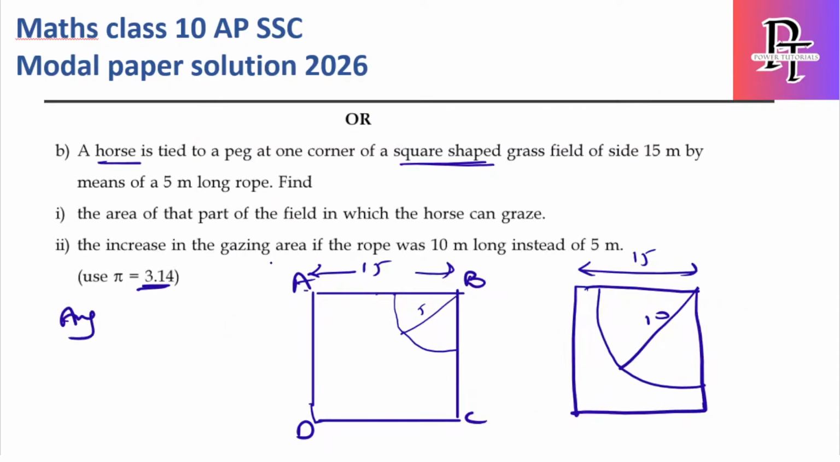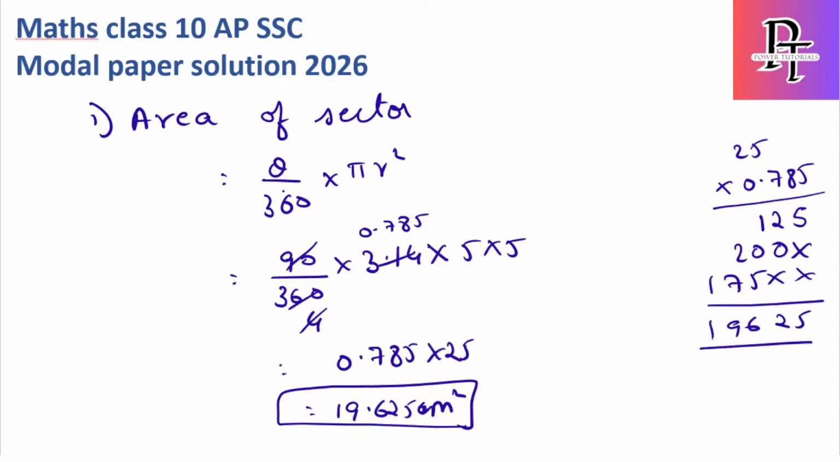Then we move to the B part, which is the sector question. A horse is tied to a peg at one corner of a square-shaped grass field of side 15 meters by means of a 5 meter long rope. They are asking to find the area of the part of the field in which the horse can graze, and what is the increase in the grazing area if the rope was 10 meters instead of 5 meters. For this you have to use the sector formula, theta by 360 into pi r square, which is the area of a sector.